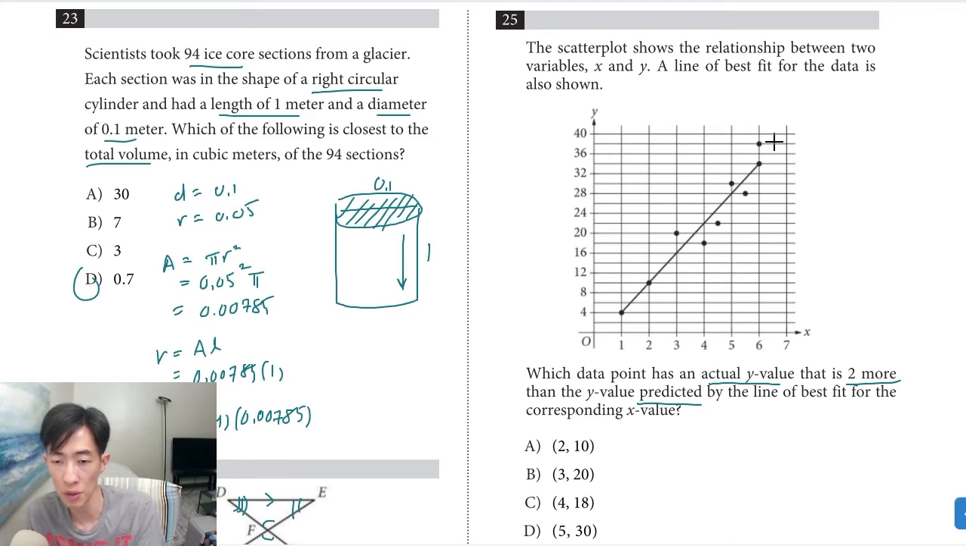So my first choice was to look up here. This is from 38 to 34. This is a distance of 4, not going to work. My next choice was right over here. This dot is on line 30, and the line predicts it to be on 28. So that's a value of 2 more than what the line predicted. And so they're asking, which data point is that? That's going to be 5, 30. And so D is the right answer.